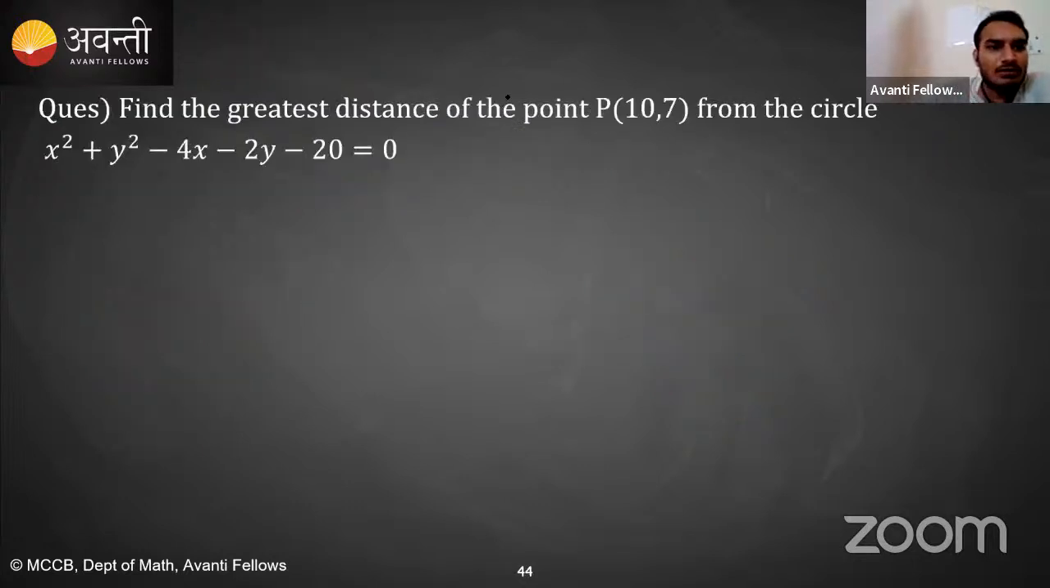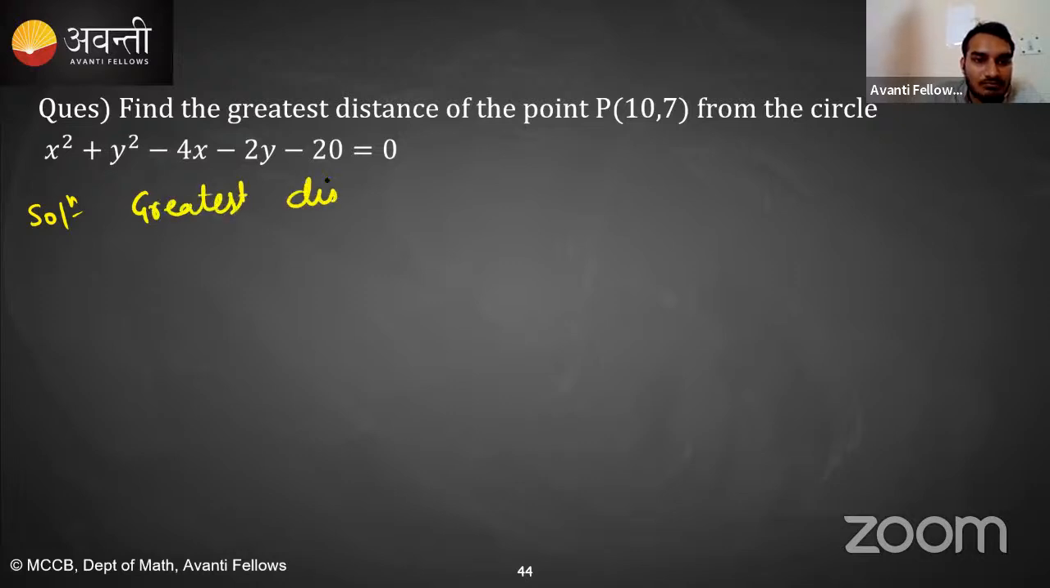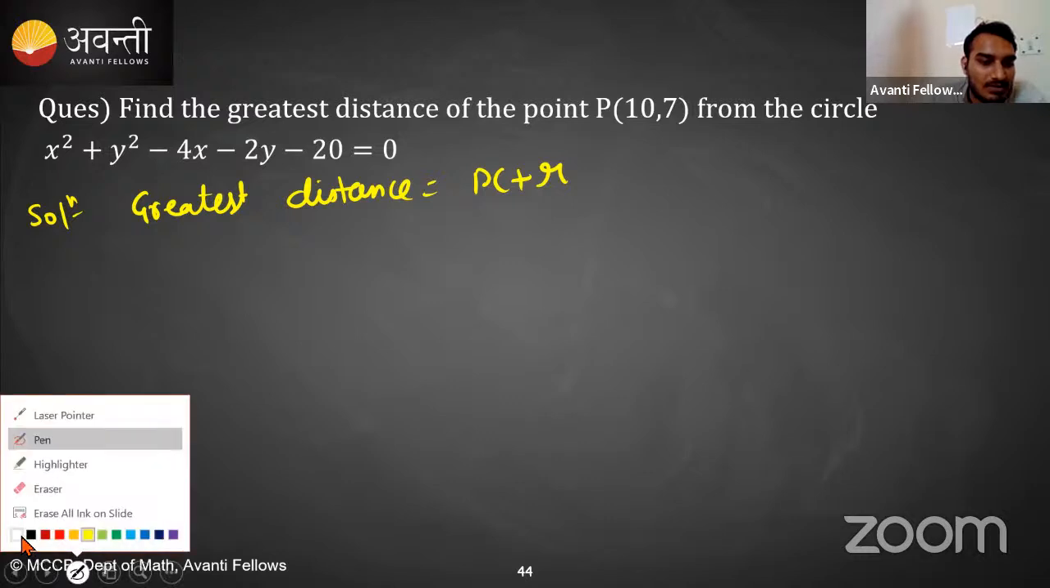Okay, so let's solve one question then. The question is, find the greatest distance of the point P from the circle. Again, see, if you want, you can find whether the point P is lying outside or inside, but that is not necessary if they are asking for the maximum distance or greatest distance. So you know that the greatest distance is PC plus R. The circle is given.